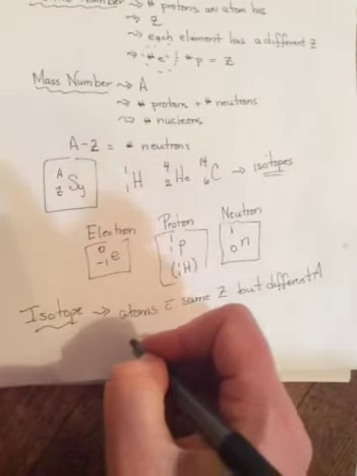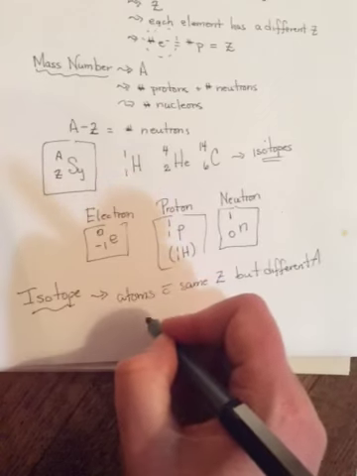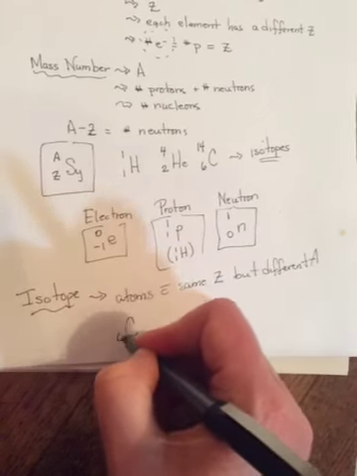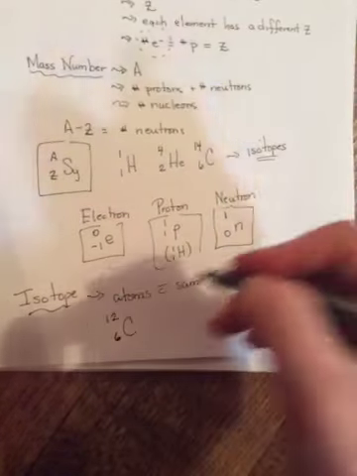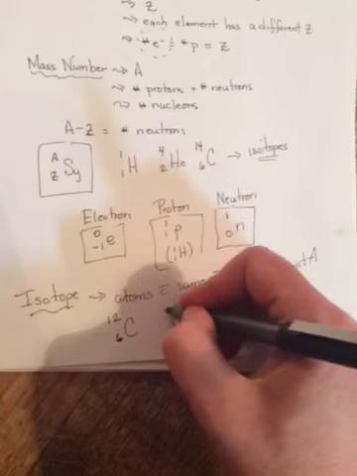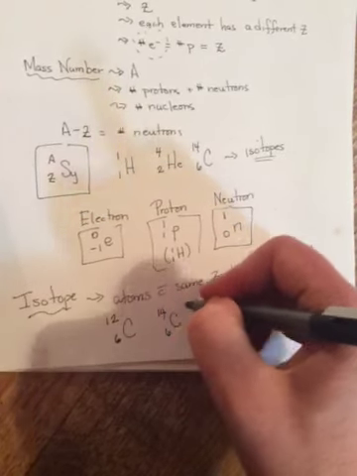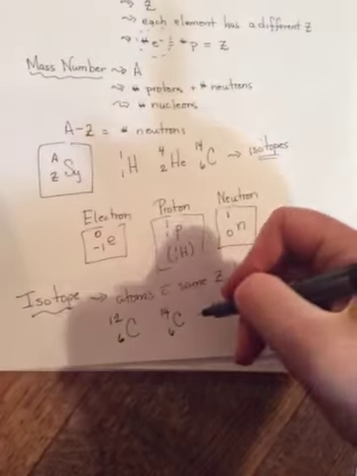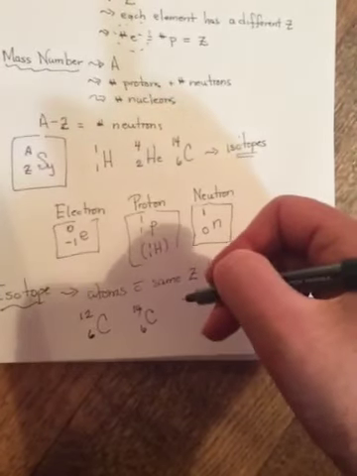Okay? So I used carbon-14 up there. The most common isotope of carbon is carbon-12: 6 protons, 6 neutrons. But there is a very famous isotope of carbon, carbon-14, which is radioactive, and we use it in what's called carbon dating. It's used to figure out how old things are when we find fossils.